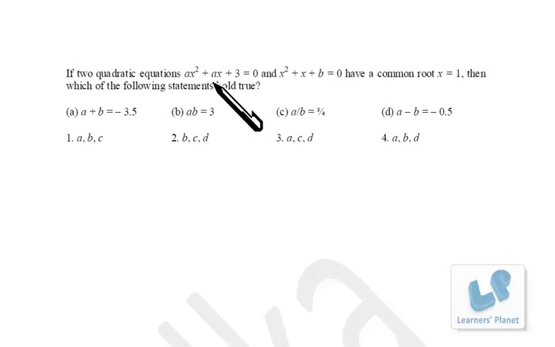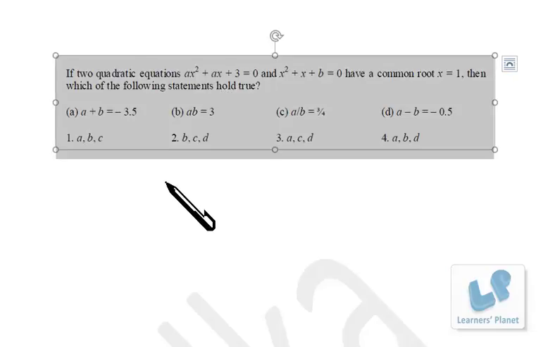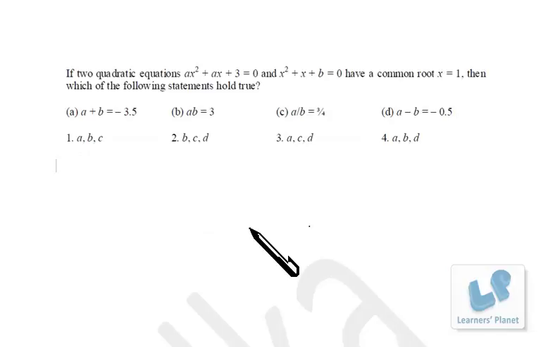That means 2a plus 3 is equal to 0. That means a is equal to, just a moment, 2a plus 3 is equal to 0. That means a is equal to minus 3 by 2. Okay, similarly 1 plus b is equal to 0. If we put x is equal to 1, that means b plus 2 is equal to 0. That means b is equal to minus 2.